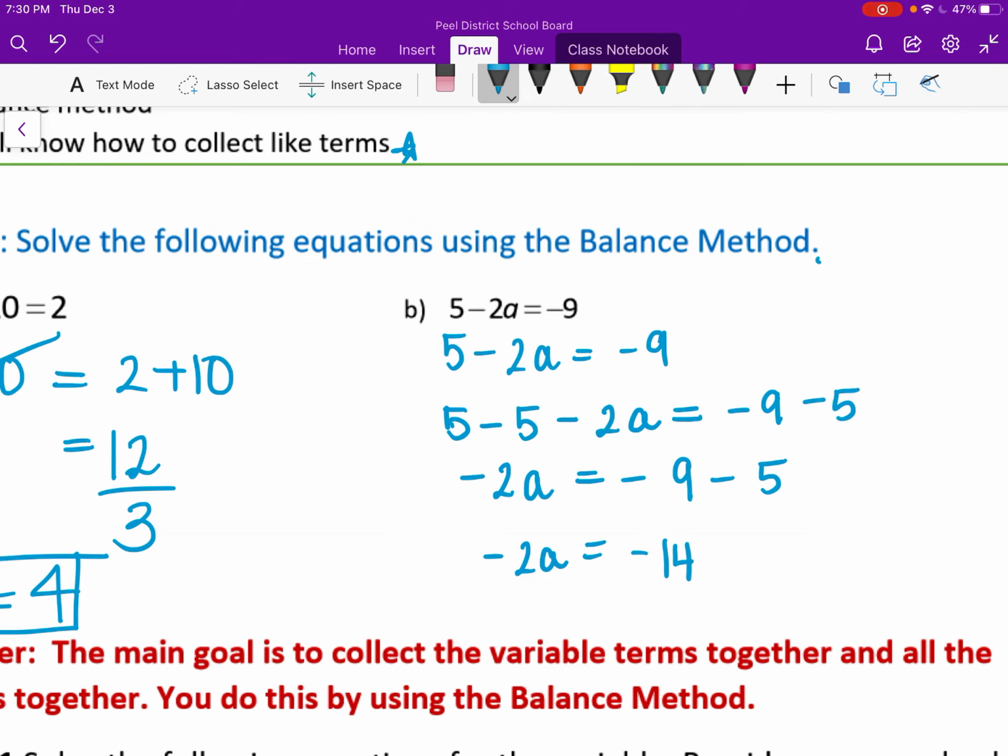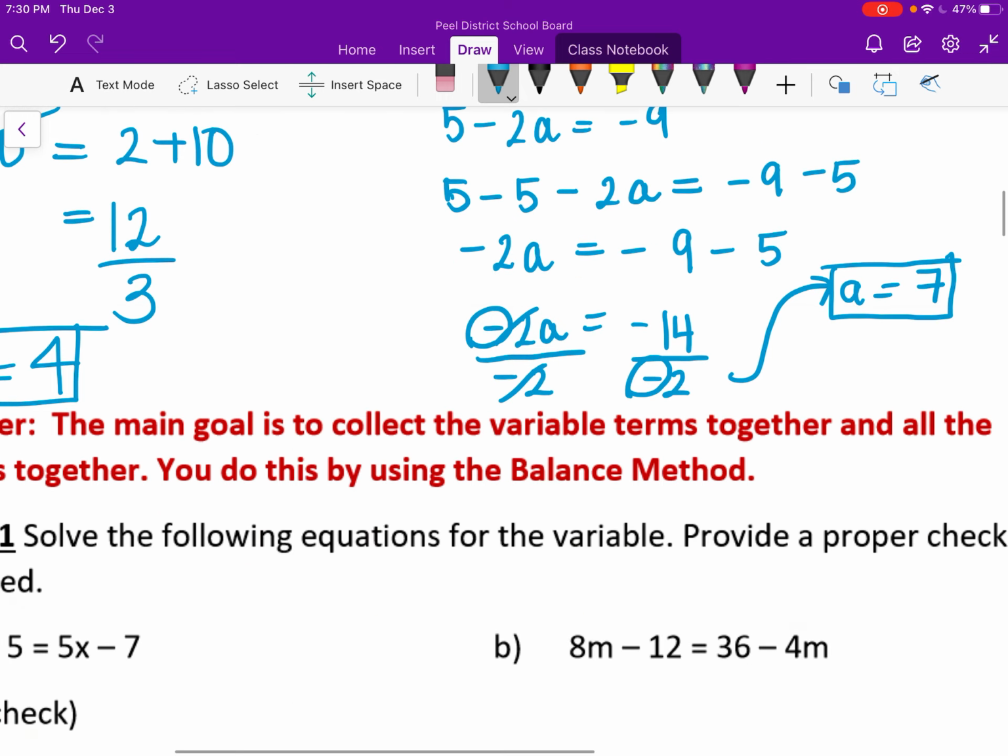Now I want to get this a by itself. What it's doing right now is multiplying by negative 2, so I'm going to divide by negative 2, because I'm going to do the opposite. Whatever I do to that side, I've got to do to the other side. Make sure that you divide by negative 2 because it was a negative 2 here, and that matters. Negative 14 divided by negative 2 is going to be positive 7, which is equal to a.